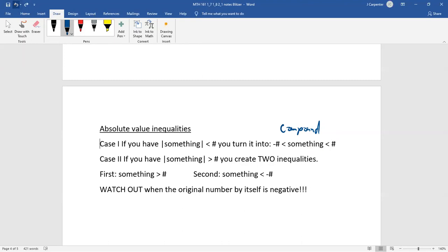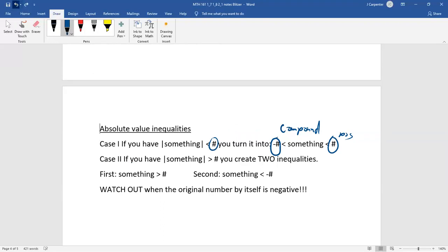So what is this saying? It says that something you have is between 2 values. It's between the positive of the number that was originally here, and it's between the negative of the number that was originally there.